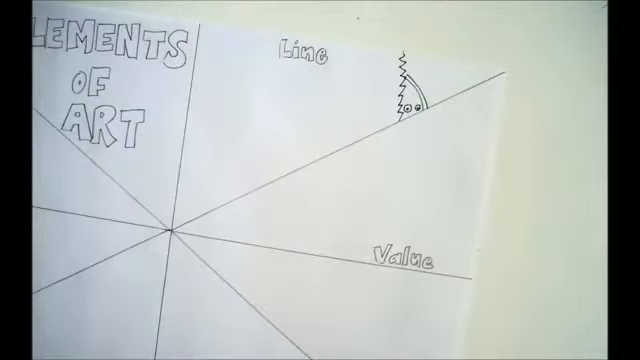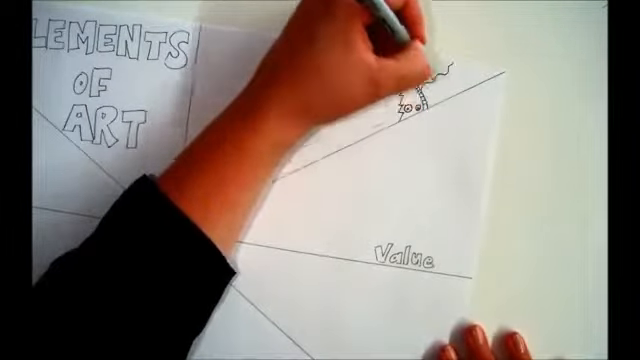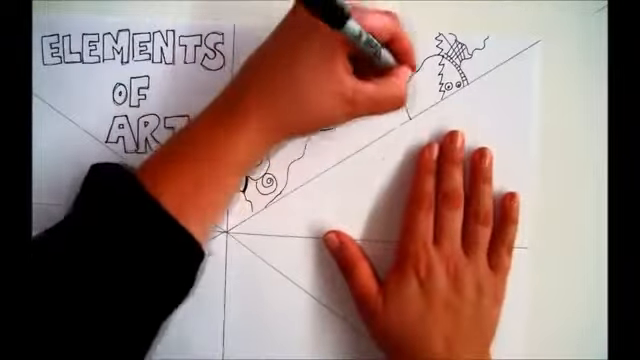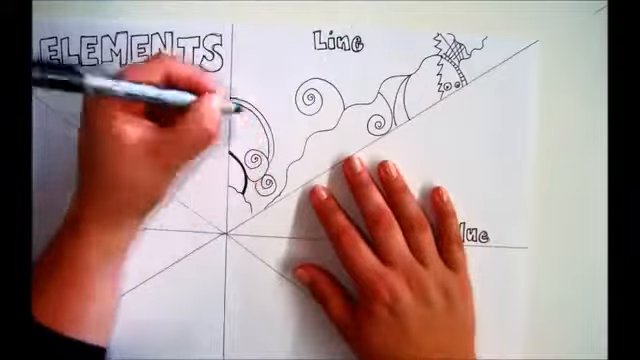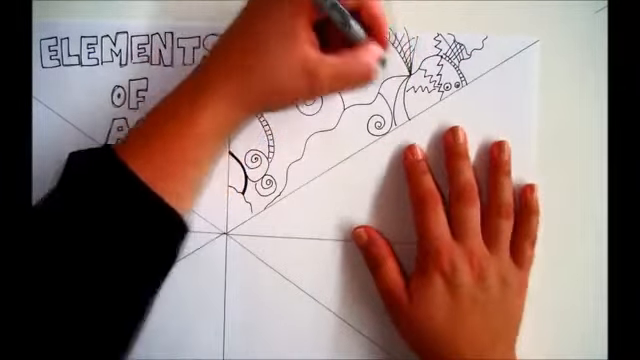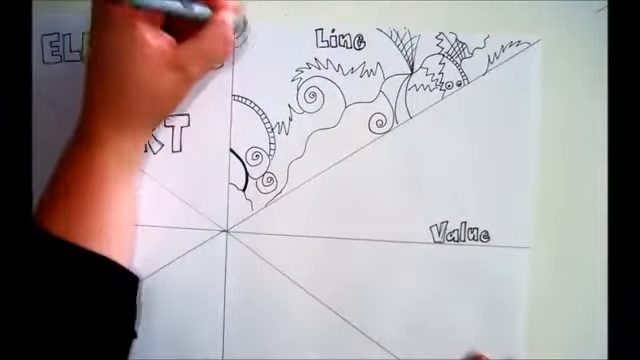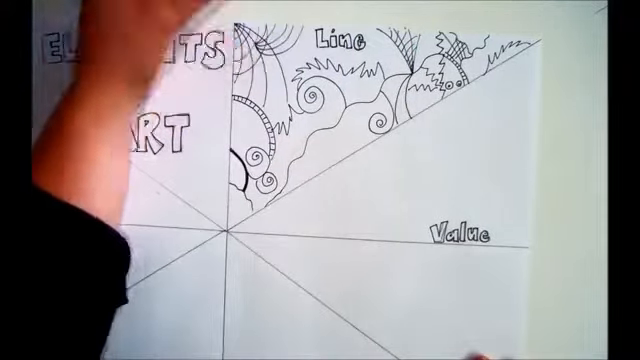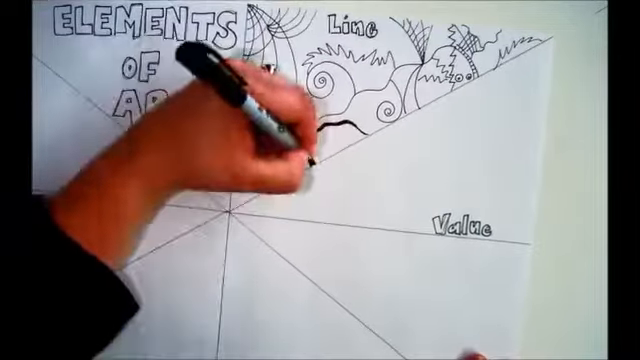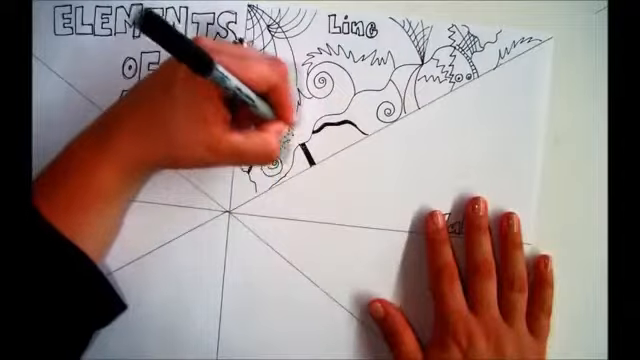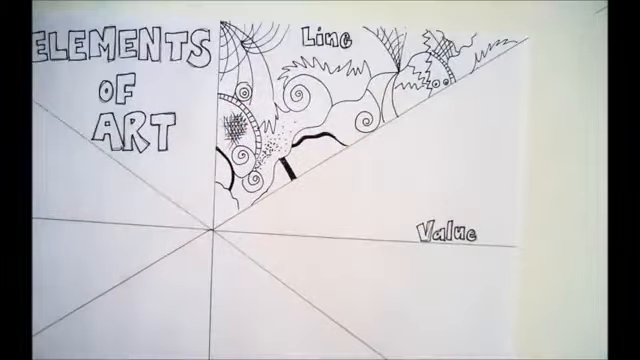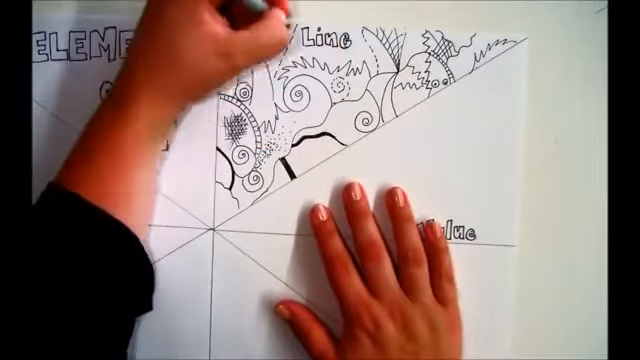So the first element of our line is going to look similar to a Zentangle. When you're creating different kinds of lines in this section, think thin, thick, wavy, curvilinear, straight, dashed, dotted, hatched, crosshatch, stipple. Any kind of line that you can imagine, go ahead and illustrate it in this section.